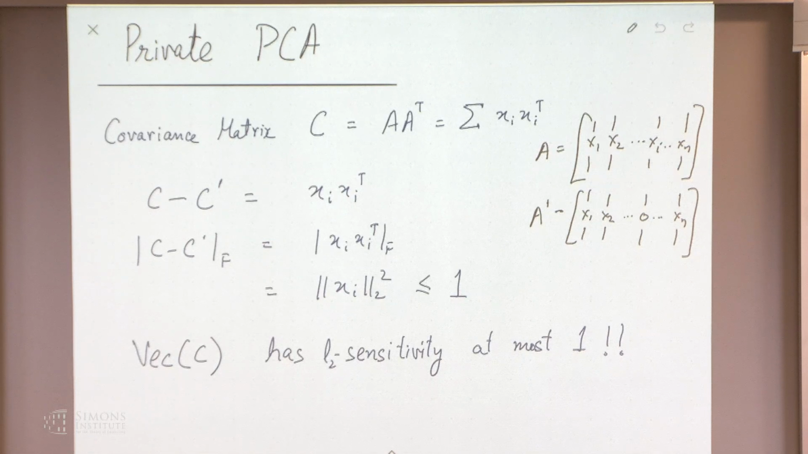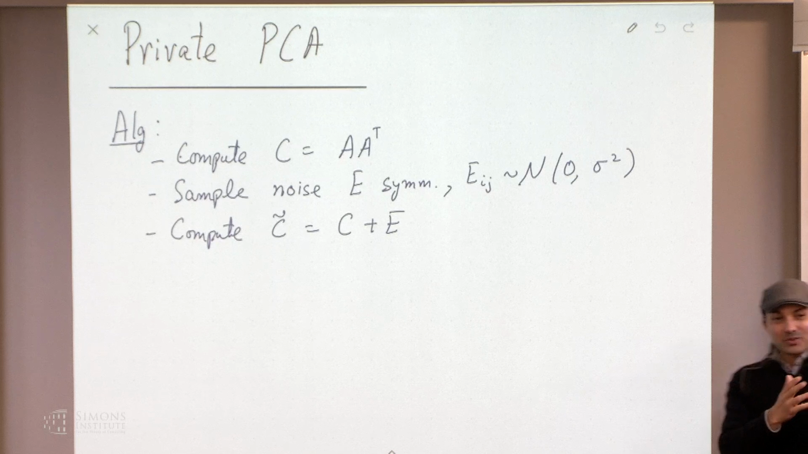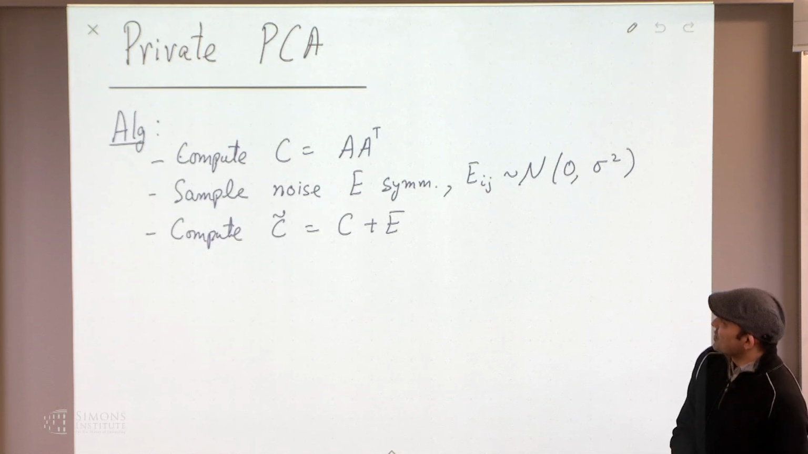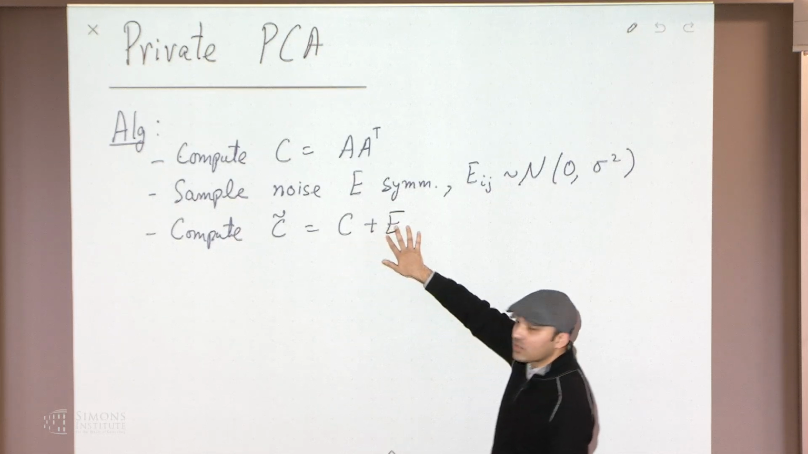So now we should all know how to solve this problem. C is a function of the data set which has L2 sensitivity as a vector at most 1. So the algorithm that you should propose at this point is to take this vector and then add Gaussian noise to it.